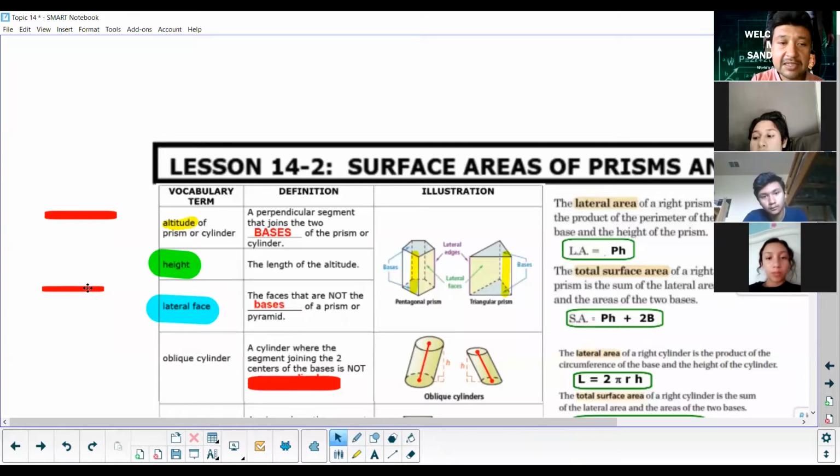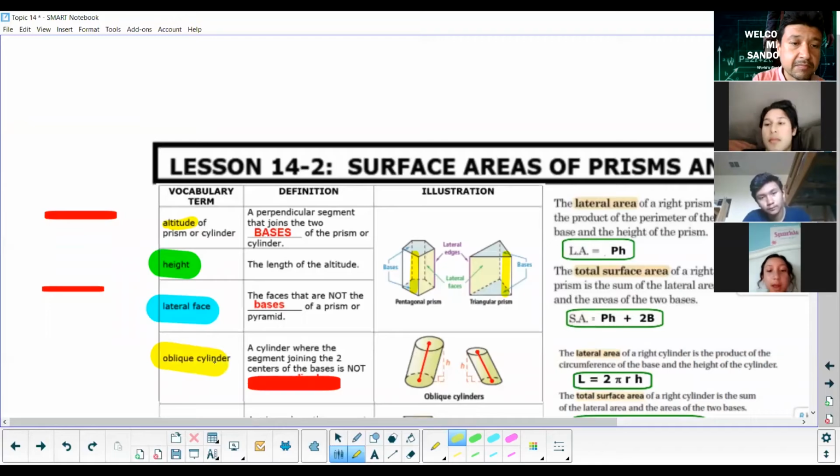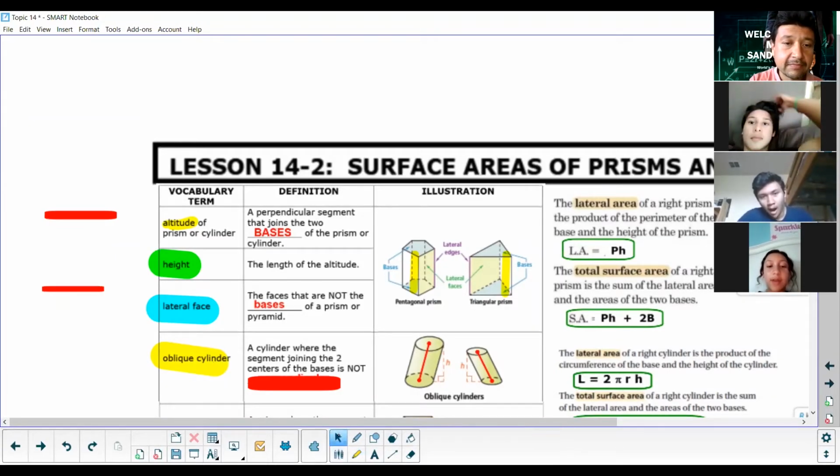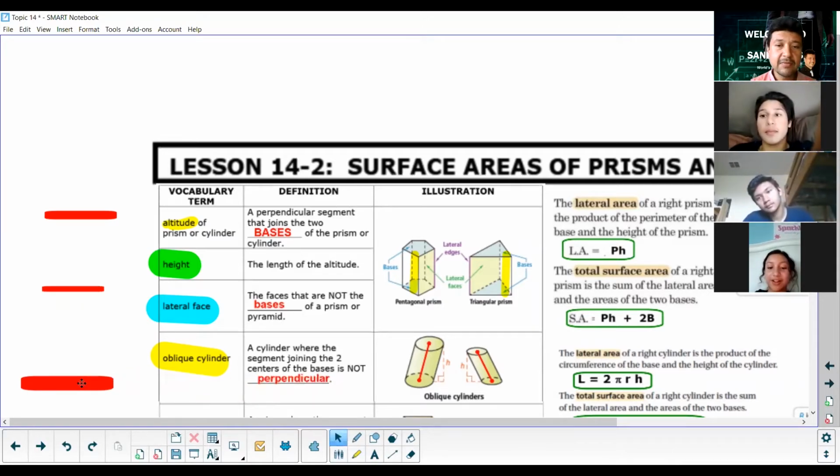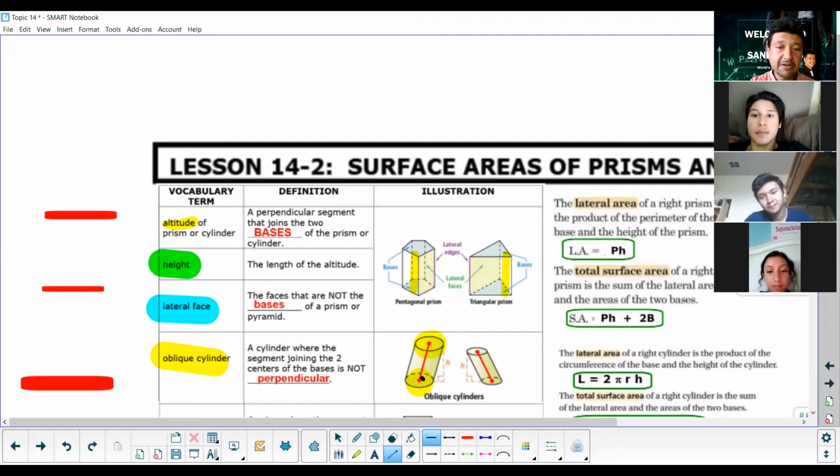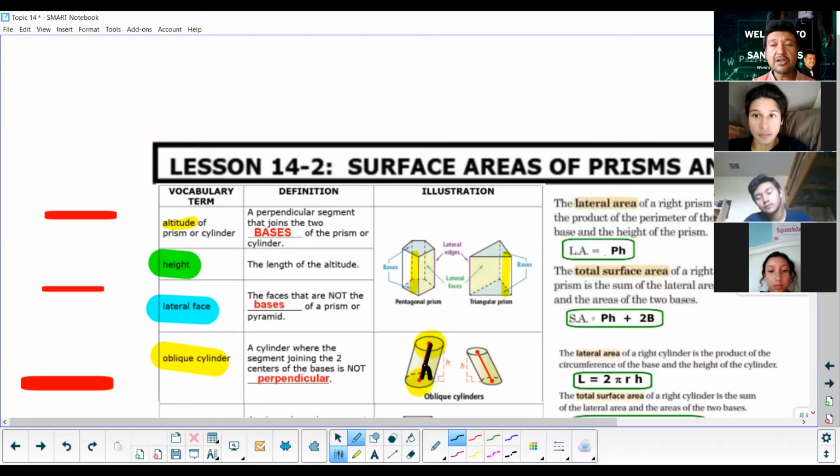Now Celeste, go ahead and read oblique cylinder. A cylinder where the segment joining the two centers of the base is not perpendicular. So oblique just means that it's not the same. You see how they're not perpendicular? The line that I make from here to here is not 90 degrees in regards to the base. So that's what's called oblique.